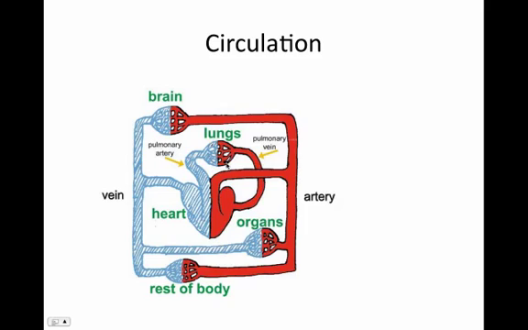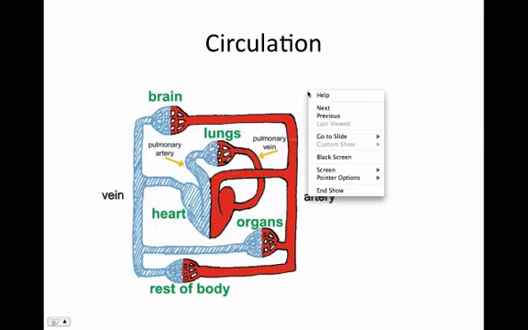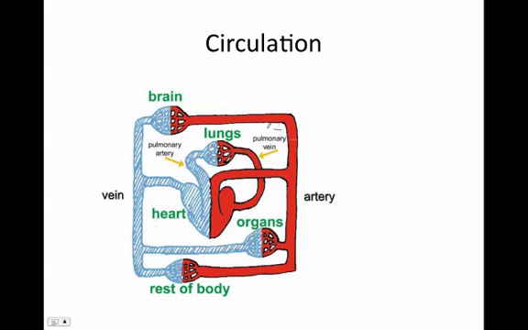Then it's oxygenated and it's brought back to the pulmonary vein. Remember, all veins carry blood back to the heart. One difference, though, the pulmonary vein and the pulmonary artery aren't the same as other arteries and other veins. What's different about this particular artery compared to all the other arteries?